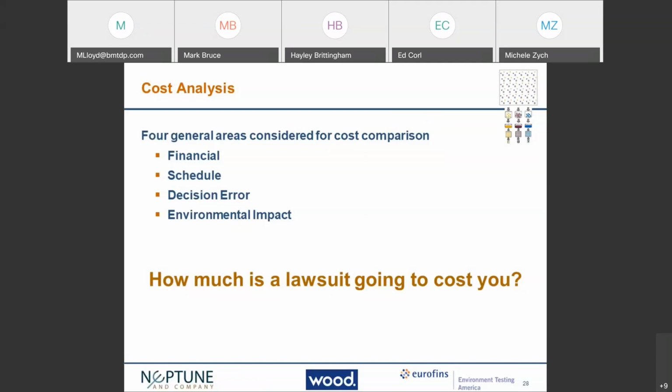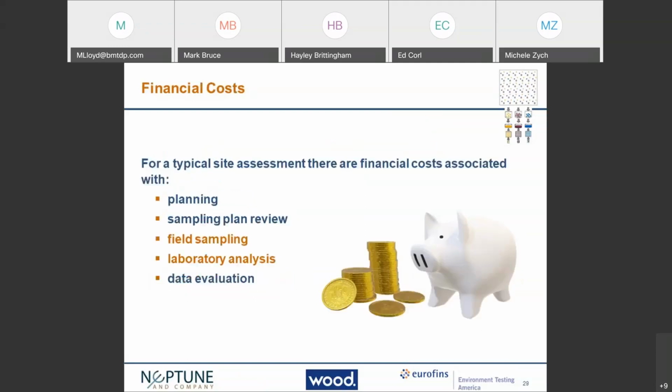With that, monetary costs are what we initially think of when we consider how much something is going to cost us. And if you break down a typical site assessment, there are monetary costs associated with planning, with sample plan review, field sampling, laboratory analysis, and data evaluation. Now, the most significant differences that we'll see with ISM affect your field sampling and your laboratory analysis. And we're going to take a little deeper look at that shortly.